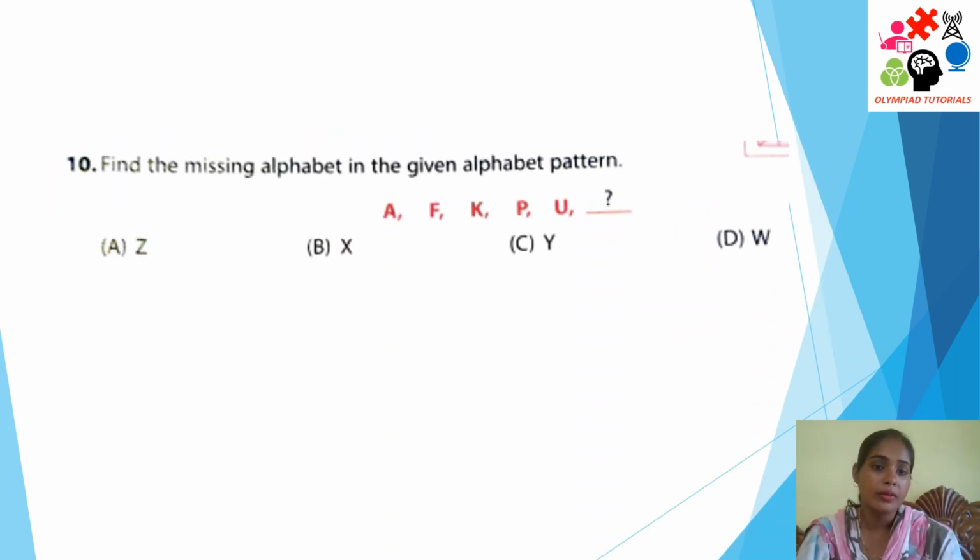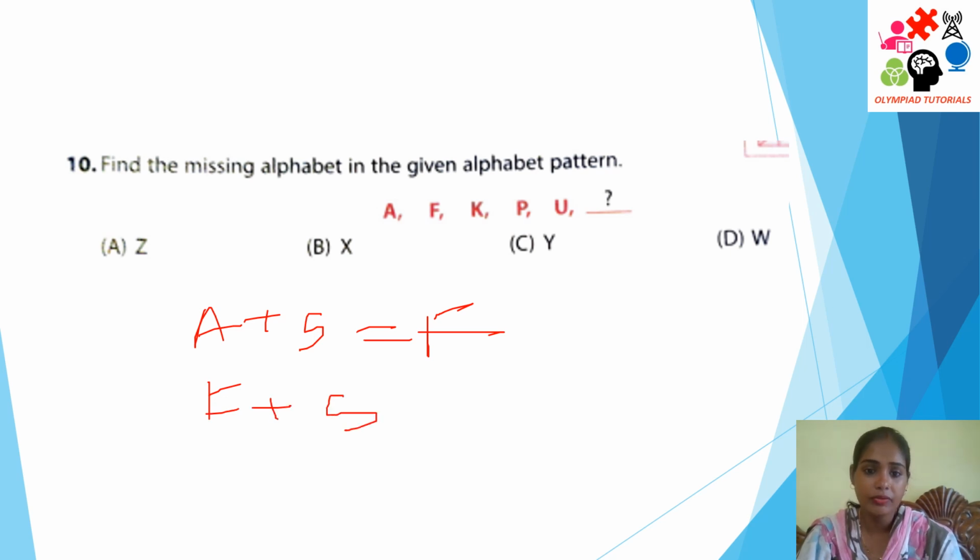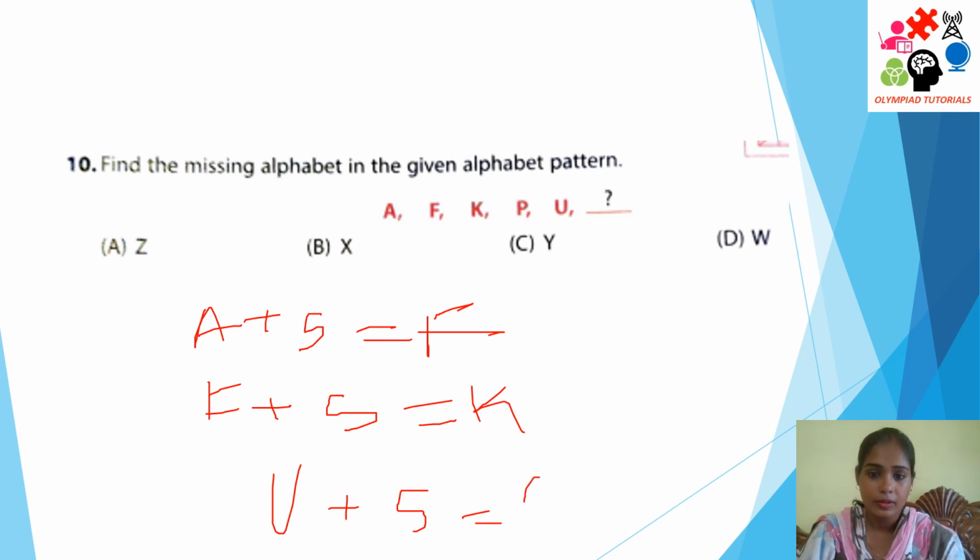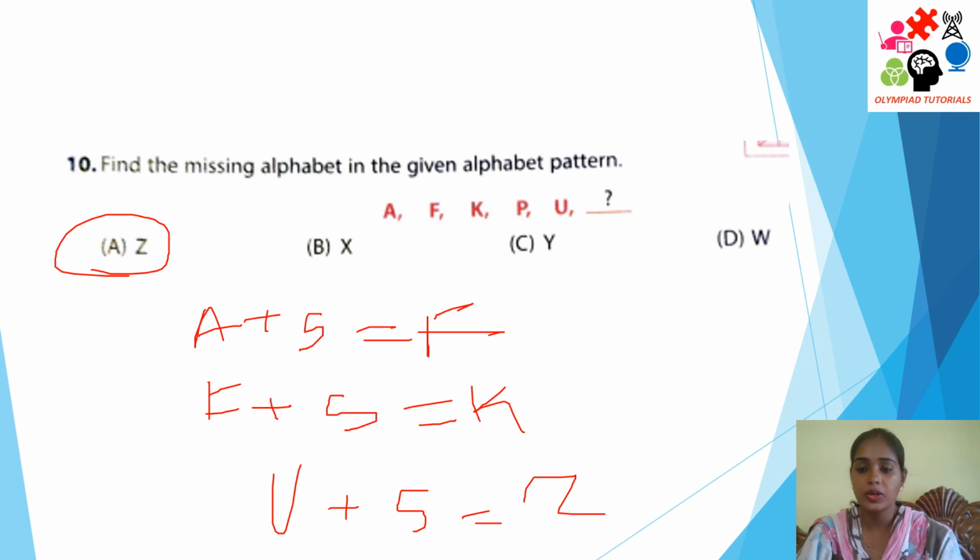So next question, find the missing alphabet in the given alphabet pattern A, F, K, P, U. This is very easy. A plus 5 will give you F. Similarly, F plus 5 will give you K. If you just go on proceeding, U plus 5 will give you Z. So this is quite easy.